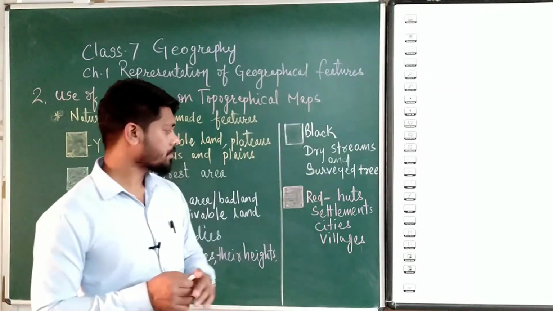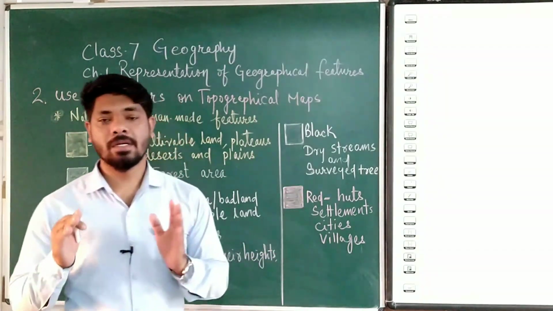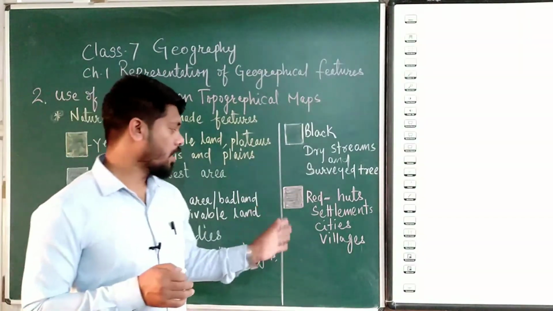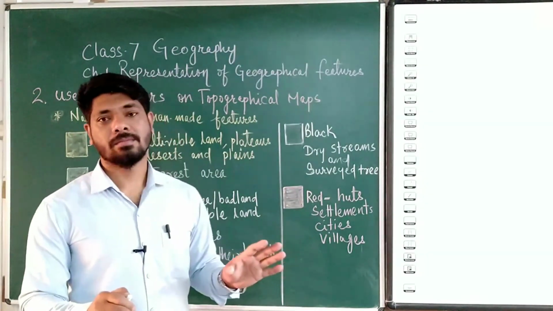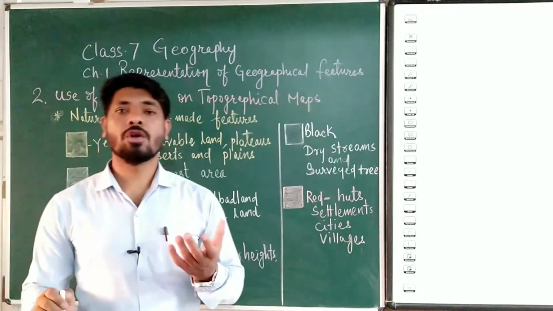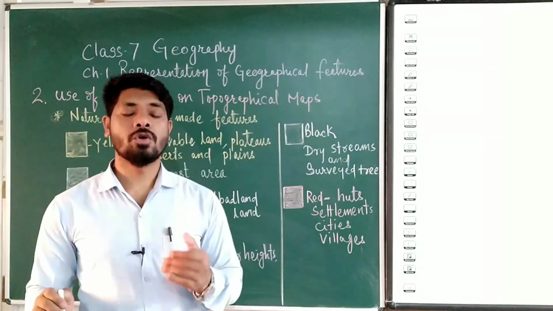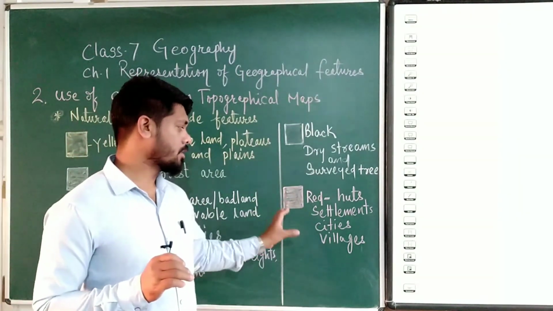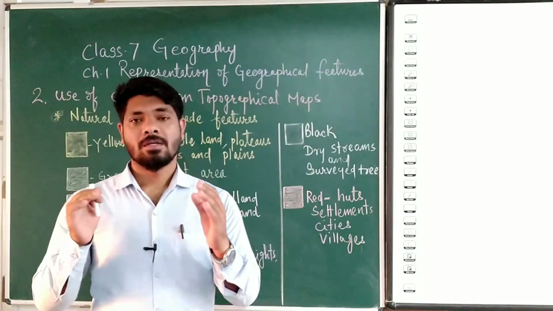So clear? Now there is another color, that is red color. Red color, all the permanent huts, settlements, cities, villages, roads will be shown in red color. Settlements in the sense the red boxes shown on the topographical map, the areas where people are settled, the cities, villages, or the places where people are settled.